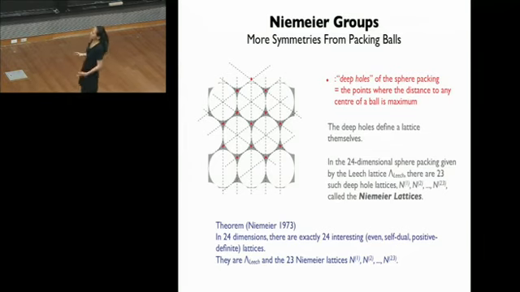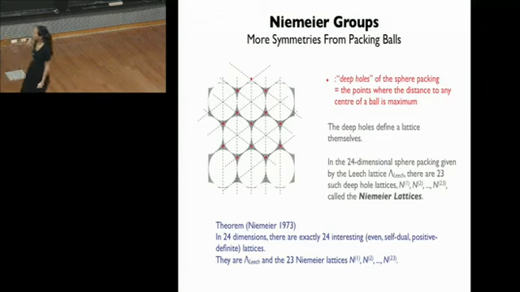I call them Niemeier lattices because of a classification proven by Niemeier in 1973, which says that in 24 dimensions, there are exactly 24 interesting lattices. It's a coincidence; one 24 doesn't lead to another 24. My definition of interesting is that the lattice has to be positive definite, even, and unimodular. One of them is the Leech lattice, and the remaining 23, arising from studying the dipoles of the Leech lattice, I call the Niemeier lattices, and they will be the underlying structure of this part of the talk.